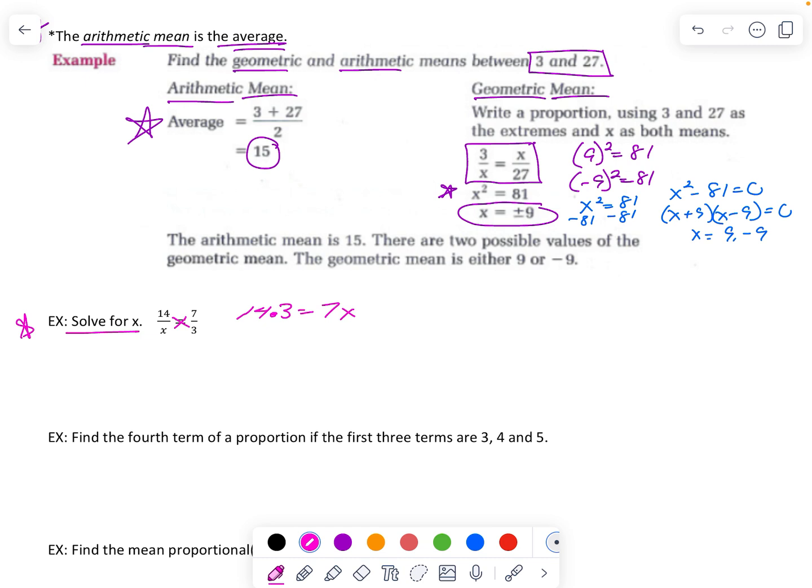Oh, 14 times 3 is 42. 42 is equal to 7x. Dividing both sides by 7, we get 6 equals x. Done.